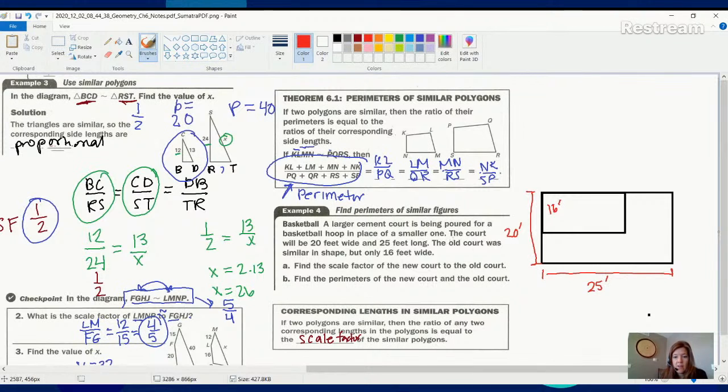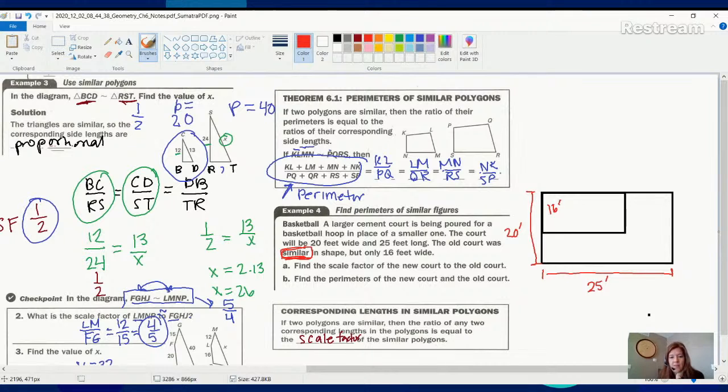Now, notice the old court was similar in shape. So they throw that similar word in there. That means that my court's just expanding. It's going to be the same shape, but it's just going to be bigger, right? The angles are going to be the same. So let's check this out.